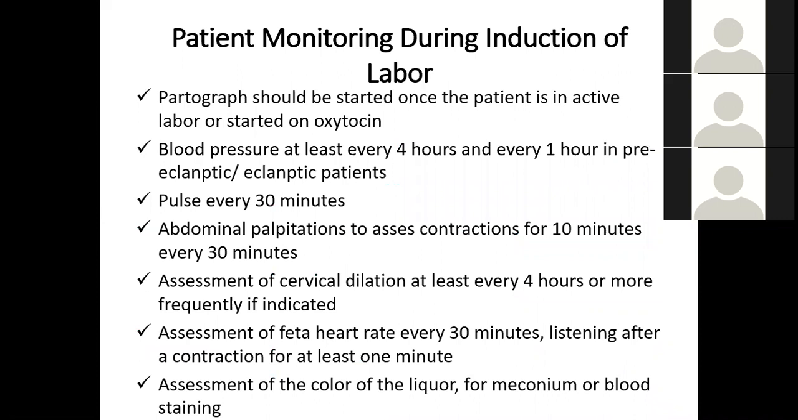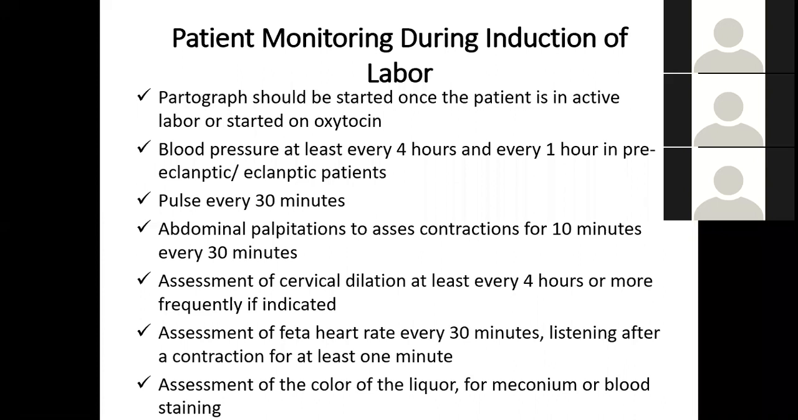Now, patient monitoring during induction of labor. So during induction of labor, we should start a partograph once the patient is in active labor or once the patient has been administered oxytocin. Then blood pressure is taken at least every 4 hours and every 1 hour in preeclamptic or eclamptic patients. We record pulse every 30 minutes. Then abdominal palpation, not palpitations, sorry for that. Abdominal palpation to assess contractions for 10 minutes every 30 minutes.